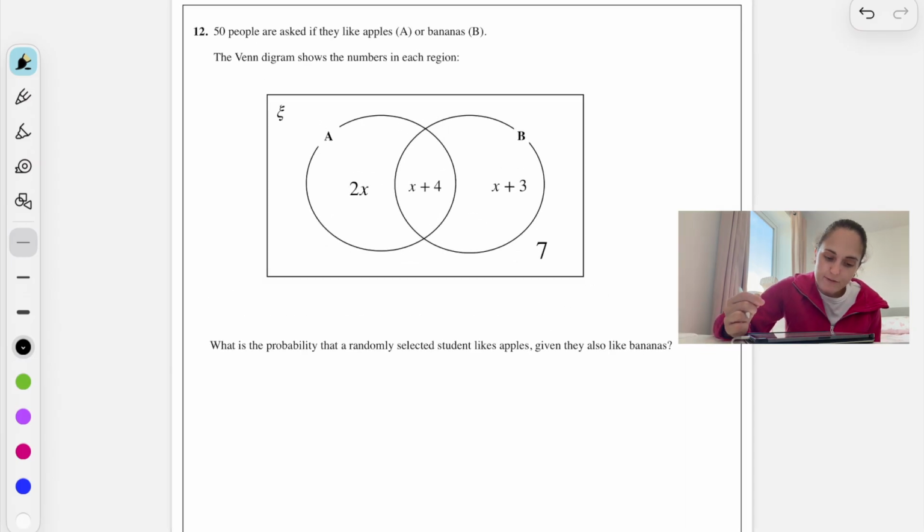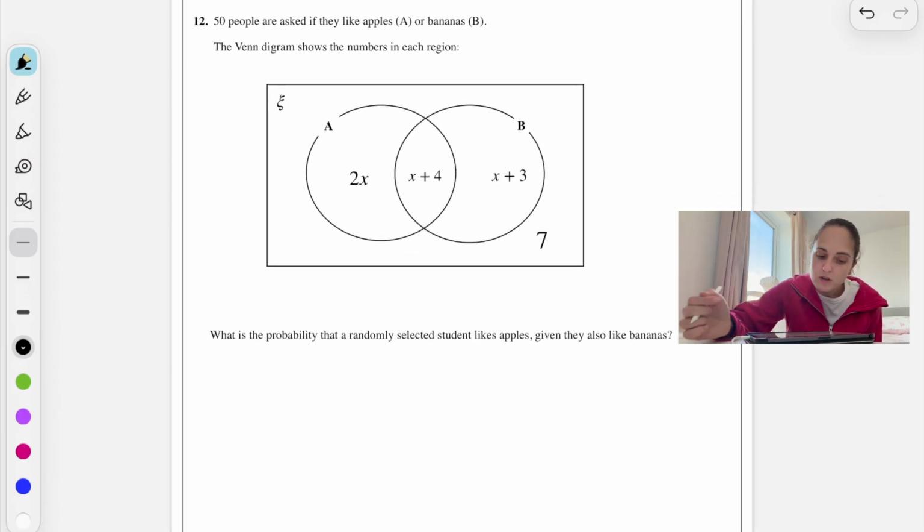This last question here, we have 50 people are asked whether they like apples or bananas. The Venn diagram shows the numbers in each region. It says, what is the probability that a randomly selected student likes apples given they like bananas? So all of the sections in this case are in terms of x. So the first thing I need to do is figure out what x is. And I'm going to do that because I know that all of the elements must add up to 50. So I can set up an equation.